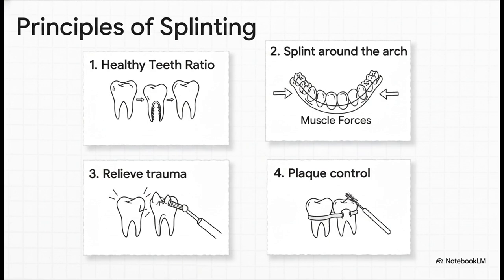First, the healthy teeth ratio. You need enough healthy root surface area to act as a solid anchor. Specifically, you need double the root surface area of the mobile teeth you're trying to stabilize.